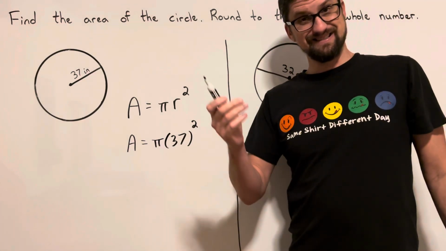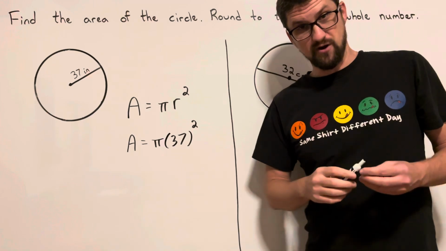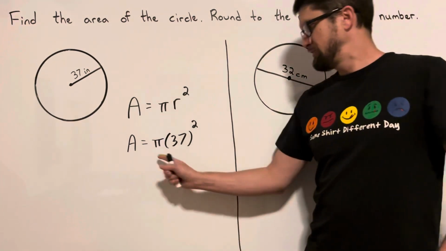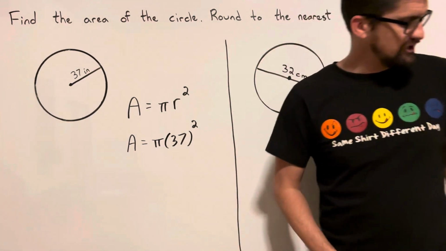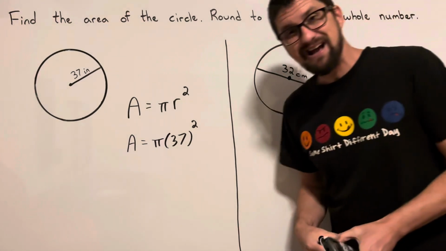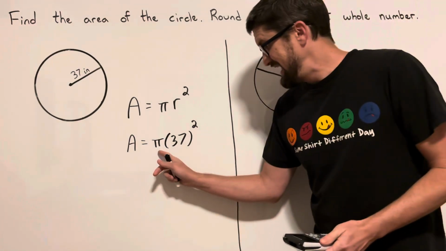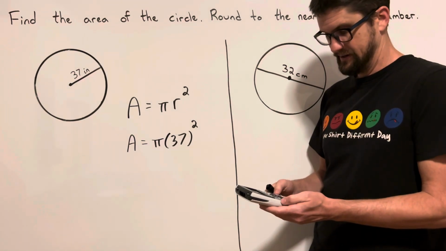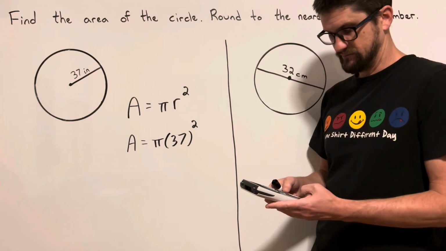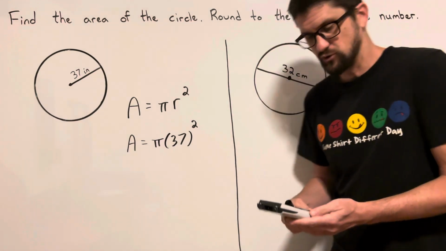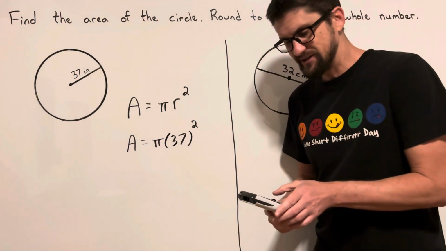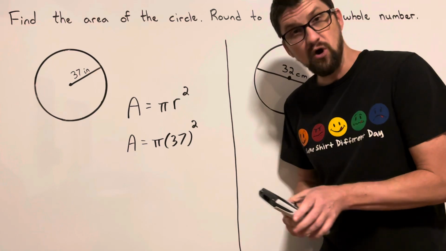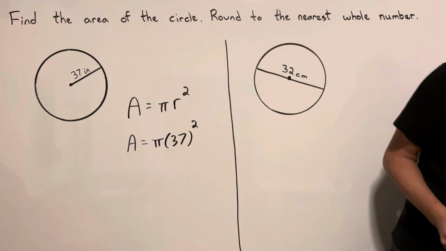Pi is 3.14 where the decimals go on forever. So to be able to calculate this, I'm going to use a calculator. You need to have a calculator that has a pi button on it. So I'm going to hit pi times 37 times 37, or times 37 squared. I get 4,301 if you round it to the nearest whole number.